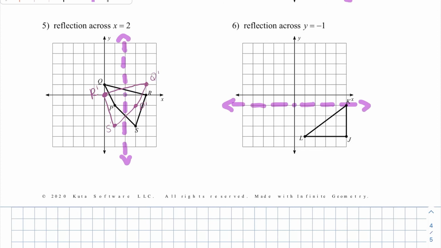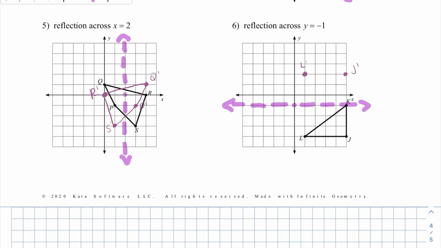So let's start with point L. So L to the line, we have to go up 1, 2, 3. So you will continue on the other side of the line 1, 2, 3. This will give you your new point L, L prime. Let's go to J. For J, you also have to go up 1, 2, 3. So you will continue up above the line 1, 2, 3.